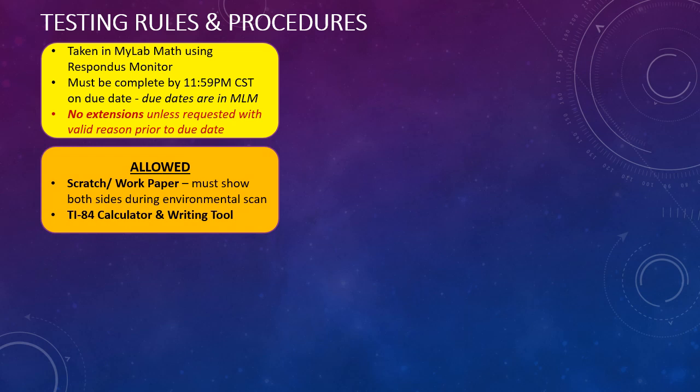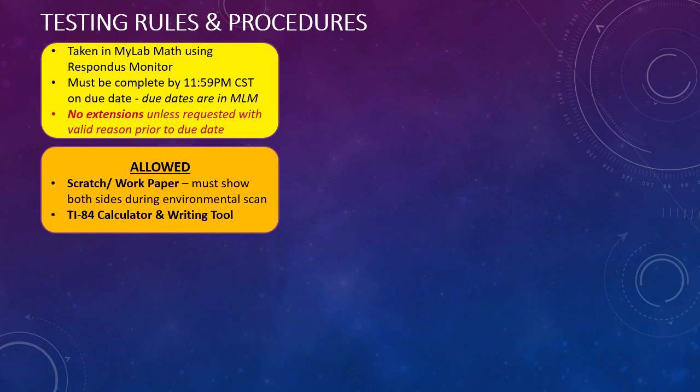Once you've started the test, or when you're about to get ready for the test, you are allowed to use scratch or work paper. What you must do is show both sides of the scratch and work papers, showing clearly that they're each single pages by rubbing them or flipping them, and showing both sides during the environmental scan. The environmental scan is something you'll understand, and we'll talk about it in just a second. This is the beginning of the Respondus Monitor lockdown browser test. They do what's called an environmental scan.